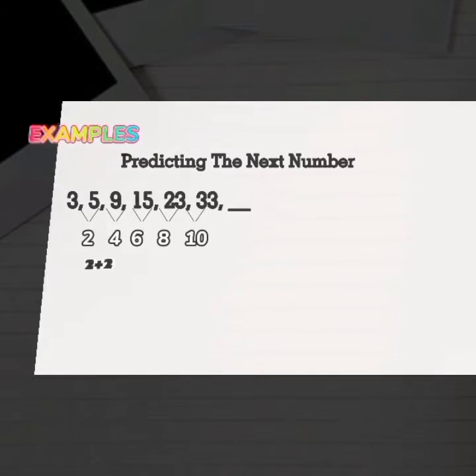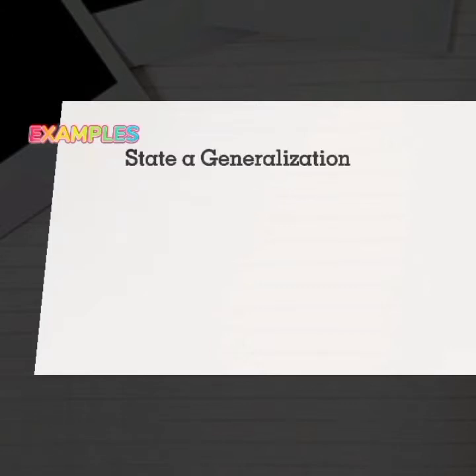So 2 plus 2 is equal to 4. The next one is 6, 8. So 10 plus 2 is equal to 12. 33 plus 12 is equal to 45. That is the reasoning, based on the specific example in inductive reasoning, which shows that the next number is 45.